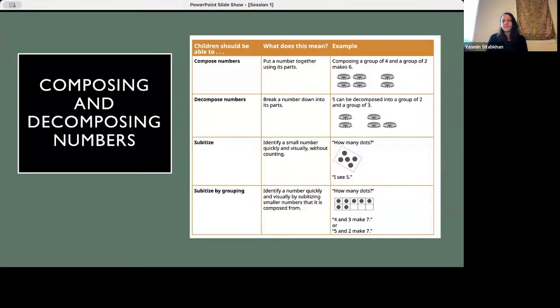We talked about subitizing, again, identifying a small number quickly and visually, but without counting. And then subitize by grouping, which is identifying a number quickly and visually by subitizing smaller numbers. And that was when we did the 4 and the 4, and we saw that there was 8. Okay, so that's very quick about composing and decomposing. We've talked about counting, subitizing, composing, decomposing. I'm going to keep on going, so we move on to our next one.